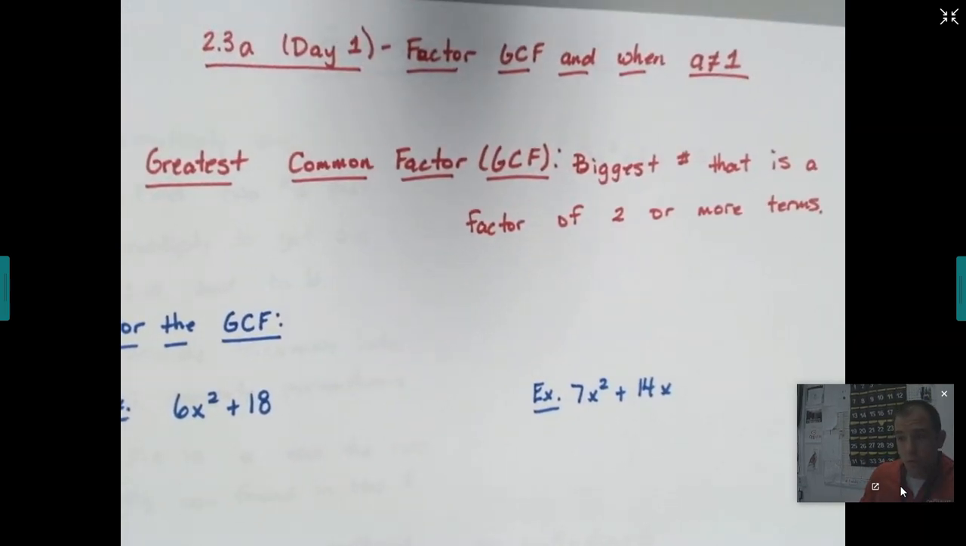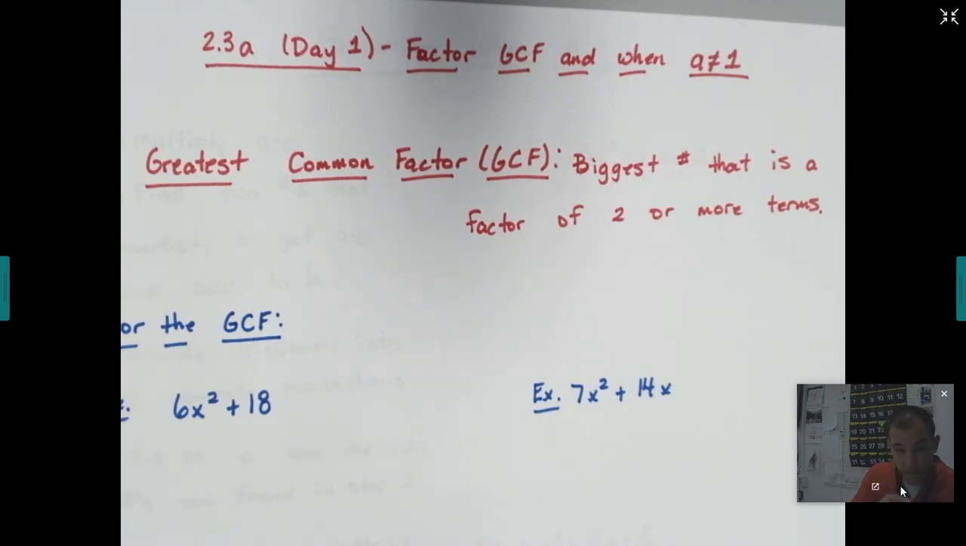This is what we are going to do for our 2.3 day one notes. We're going to factor the GCF and when a does not equal 1. Now, you guys have already done this in Algebra 1. You did some of it in geometry. We'll see if you remember how to do it. Hopefully you do. We're going to start with the greatest common factor.